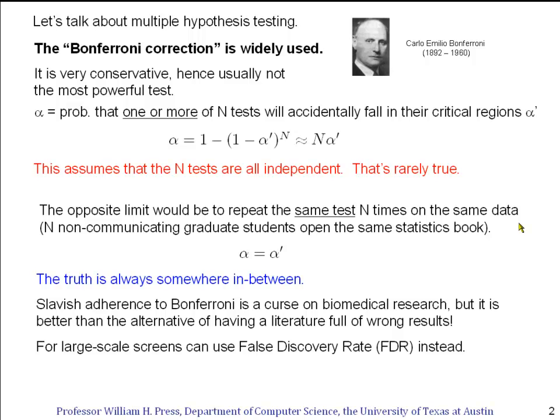Why is that? Because it's much better to be overly conservative than to have a biomedical literature that's full of wrong results, and results can easily be wrong if each experimenter is allowed to try test after test after test, fishing for statistical significance until they get the appearance of statistical significance just by chance on one test. But there are alternatives to Bonferroni that can be used in many cases. We'll now talk about one that's called false discovery rate, or FDR.